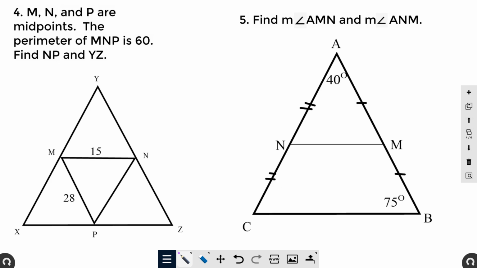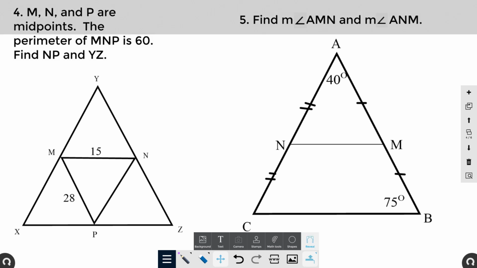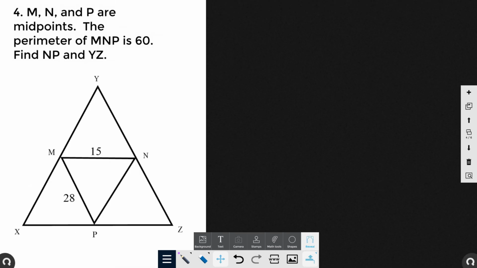All right, number 4 is there. Y'all don't need this one yet, so let's just ignore that one for a second. So write down all those words and draw that picture. The picture doesn't have to be drawn real big, but write down all those words and draw that picture.